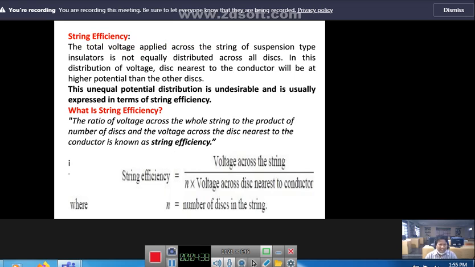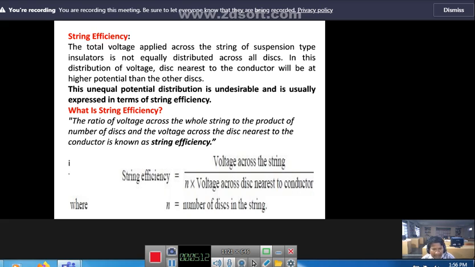So, what is string efficiency? This topic is very important for problems, and sometimes they ask for the derivation also. String efficiency is the ratio of the voltage across the total string to the product of the number of discs and the voltage across the disc nearest to the conductor. String efficiency is the voltage across the string divided by n times the voltage across the disc nearest to the conductor.